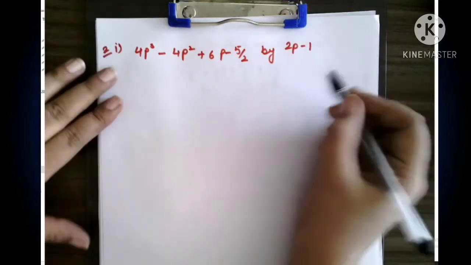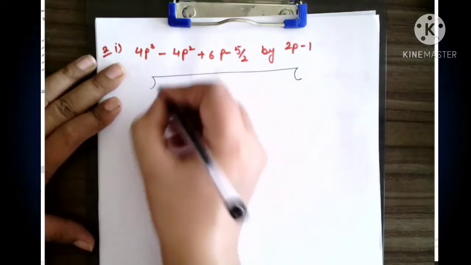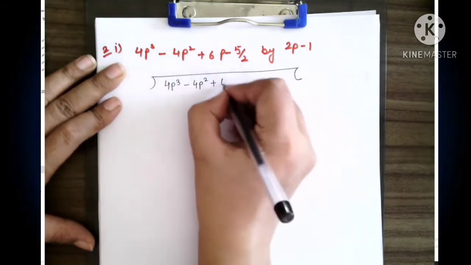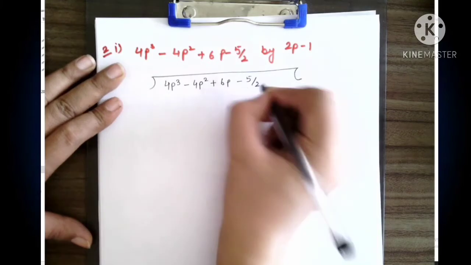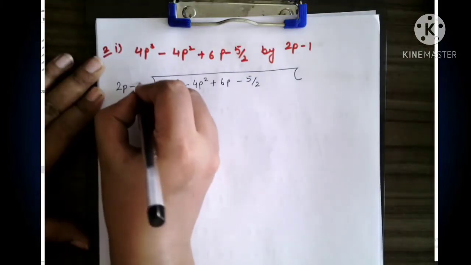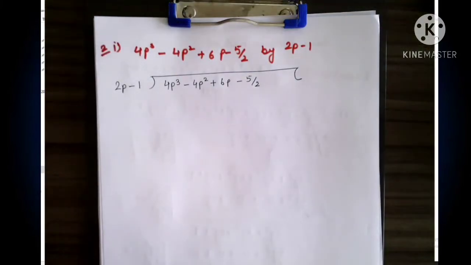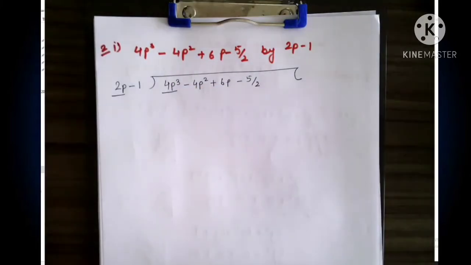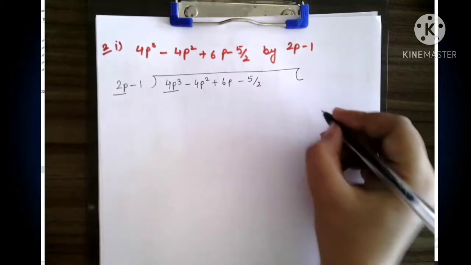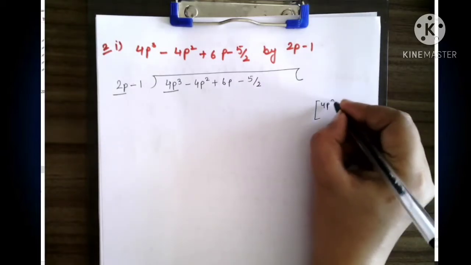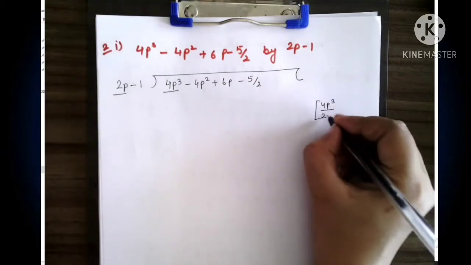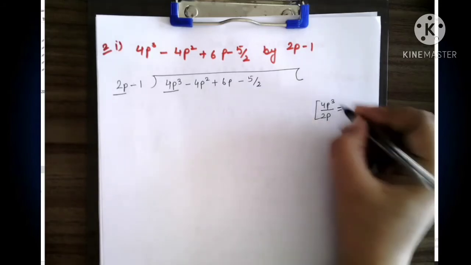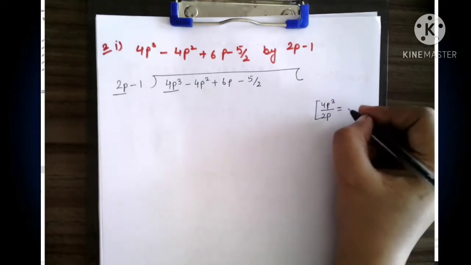Now let's start the division. 4p cube minus 4p square plus 6p minus 5 by 2, divided by 2p minus 1. Okay, let's start. The first step is to underline the first term of the dividend and the divisor. Divide the first term of the dividend by the first term of the divisor. You are supposed to show this. Solve it. Both are positive, so it will be positive only.